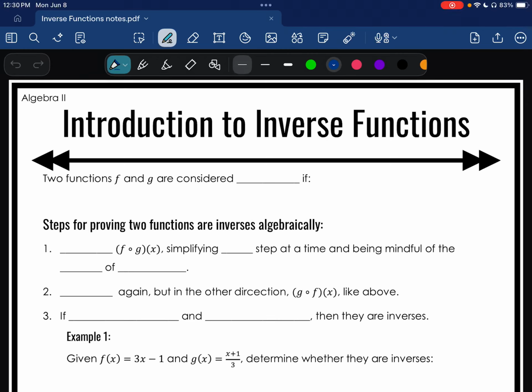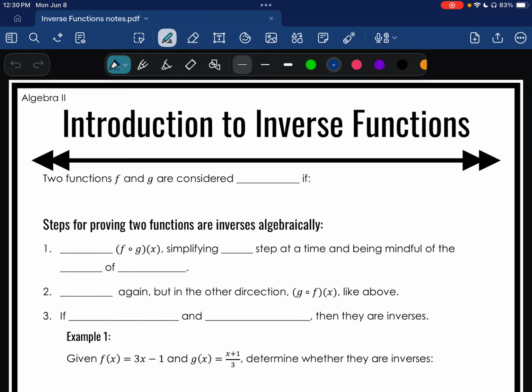What's up? Today we are going to talk about inverse functions. I'm super excited to talk about inverse functions with you guys. This is leading up to one of my absolute favorite things that we're going to talk about in Algebra 2. So I am totally stoked.